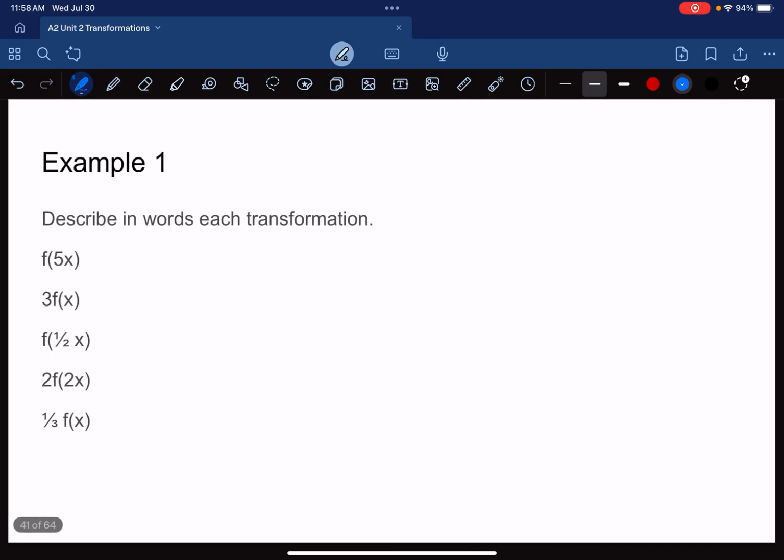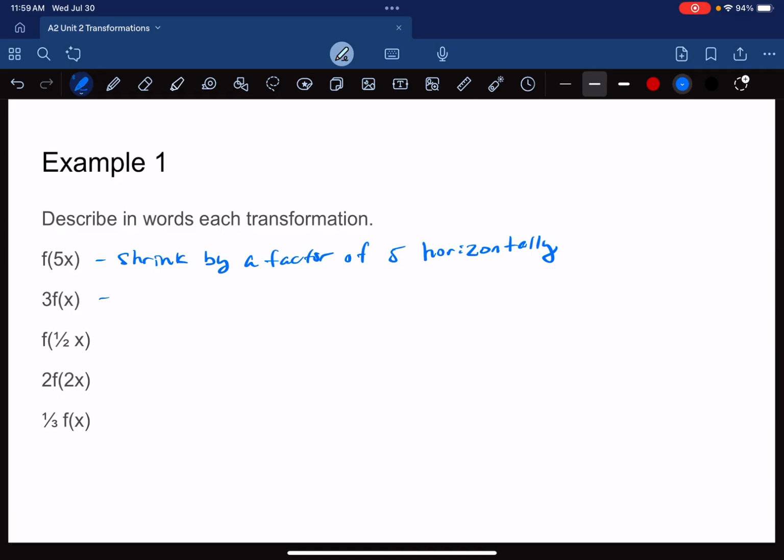Let's look at some examples. Is the 5 working on the x, or is it outside the function? Well, it's on the x. So instead of multiplying by 5, we're going to shrink by a factor of 5. Next, 3 f of x. This one's outside, so it's going to affect the y value. And I needed to put horizontally here. There we go, the x direction is horizontal.